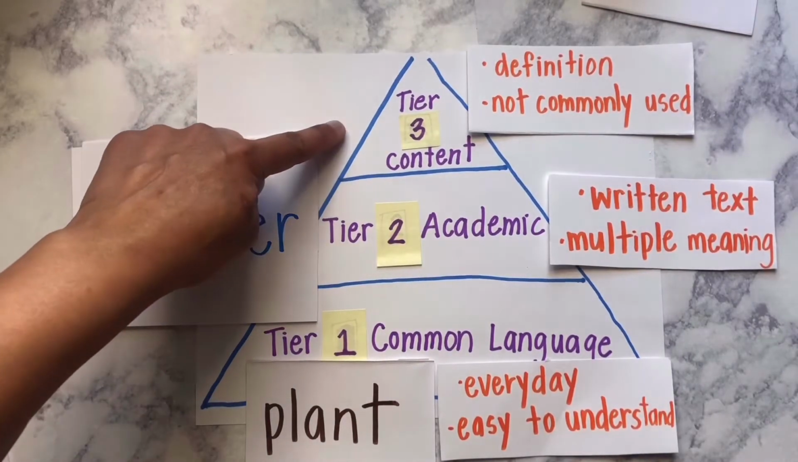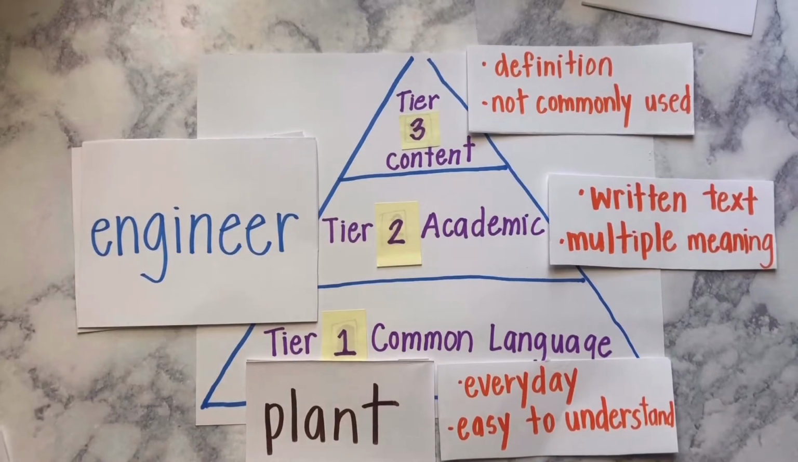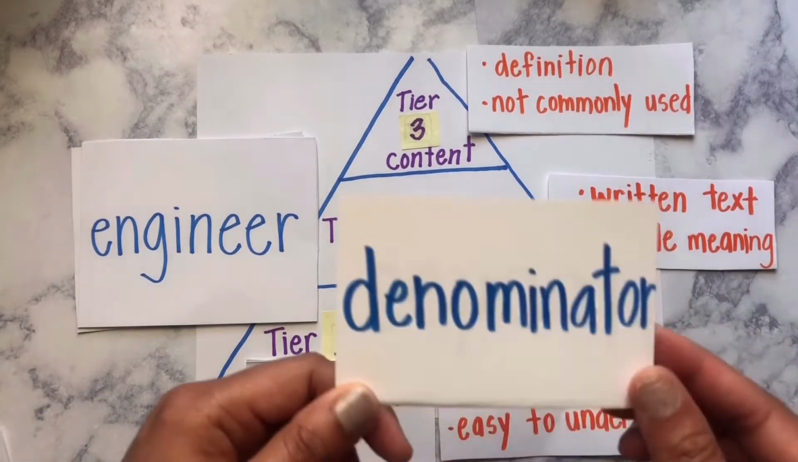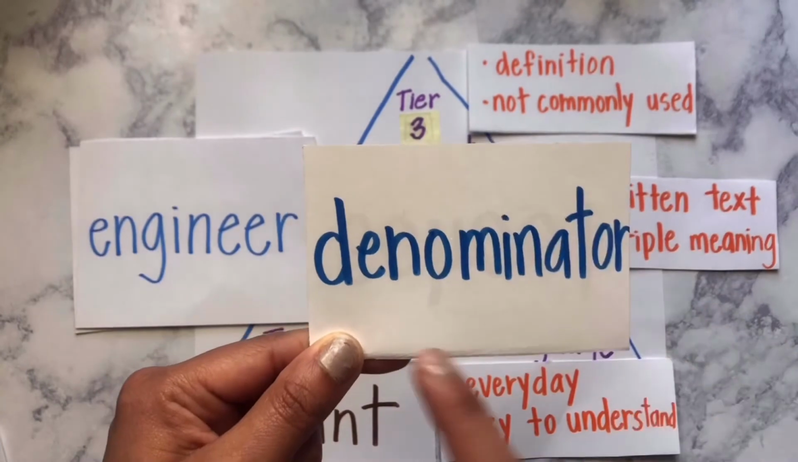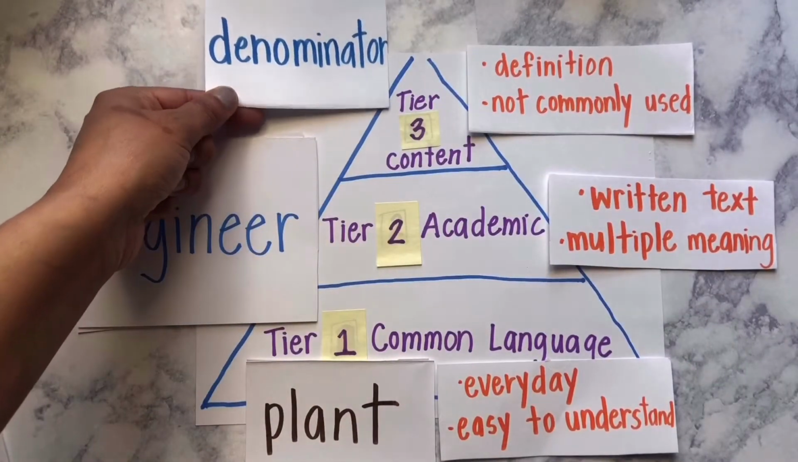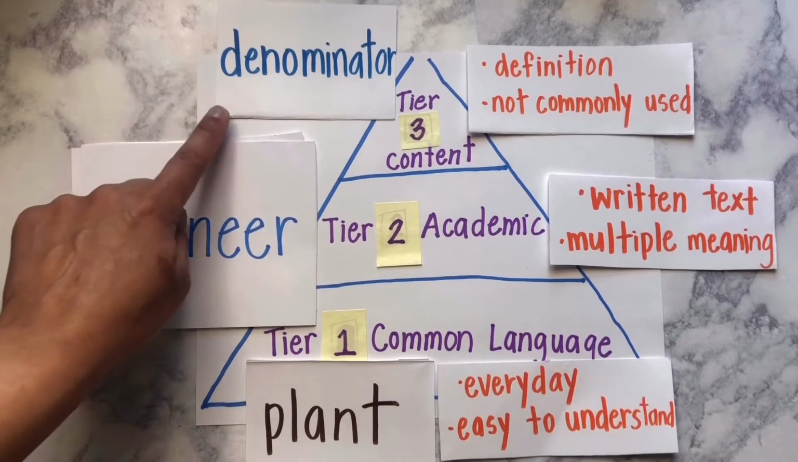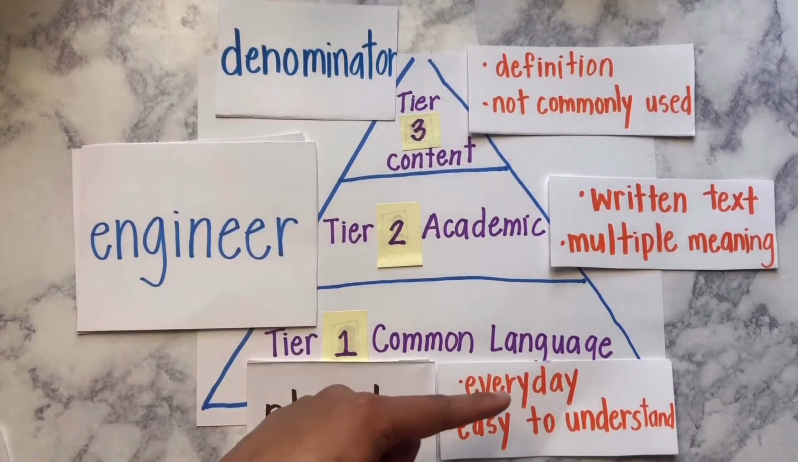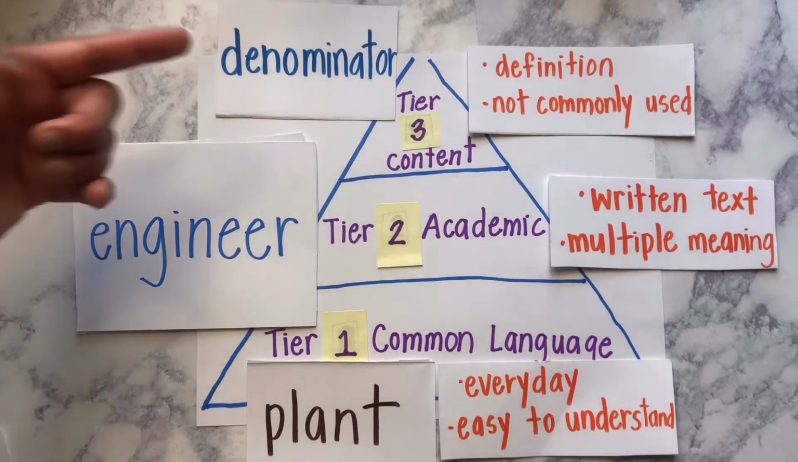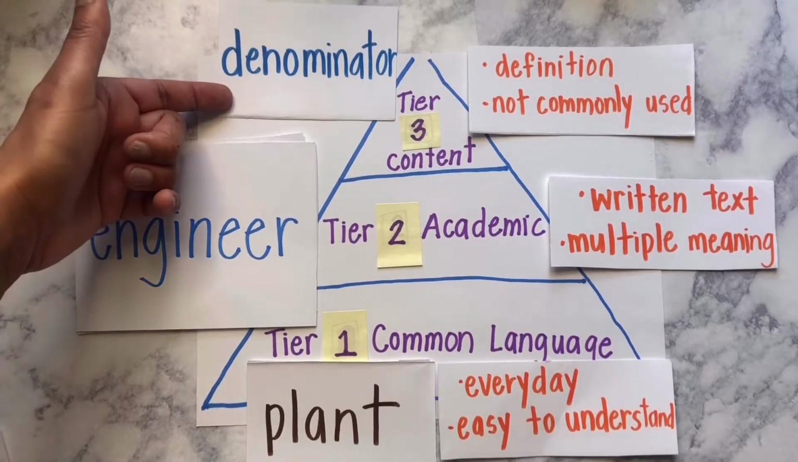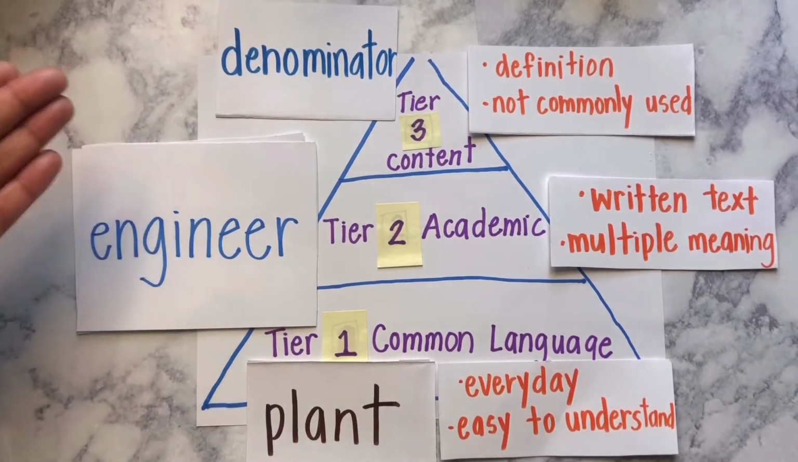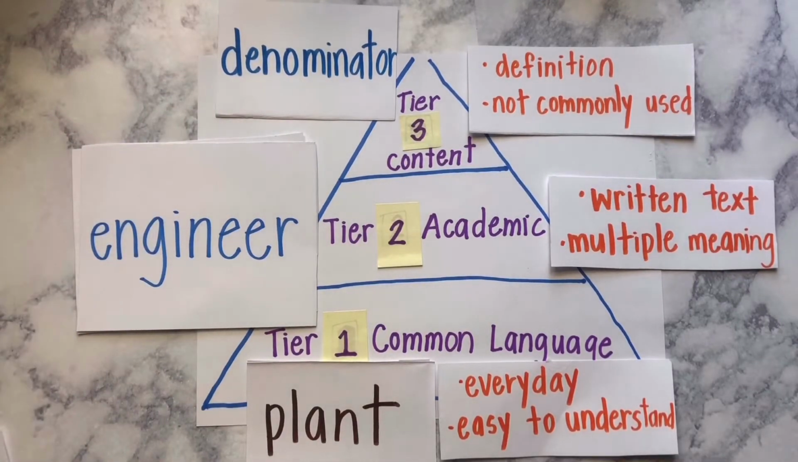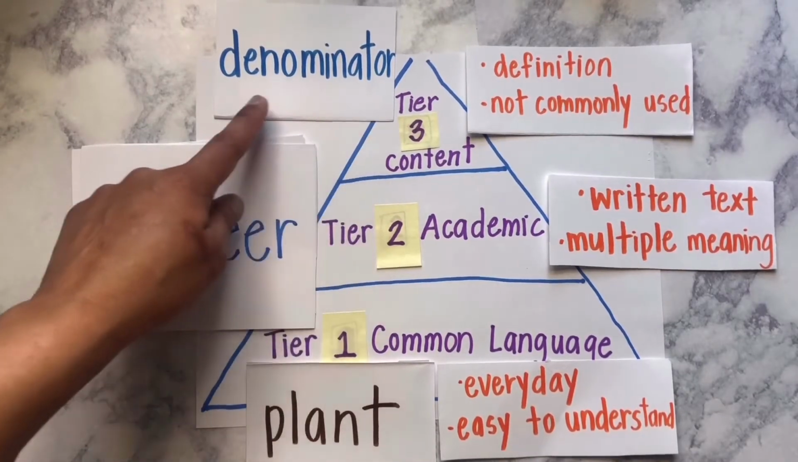An example of a tier 3 content word. You will find these words more specifically in a subject area or your class. For example, denominator, you know right away, is from your math class. So that would be a tier 3 content word. We don't commonly use the word denominator in our everyday common language. And when we use this word, like denominator, we're talking about a math-related subject. So that's why it belongs in the tier 3, the very top.